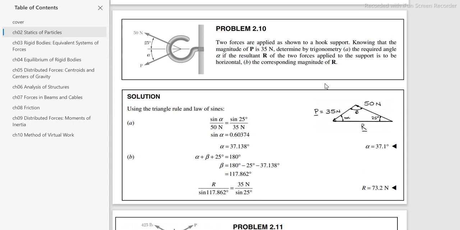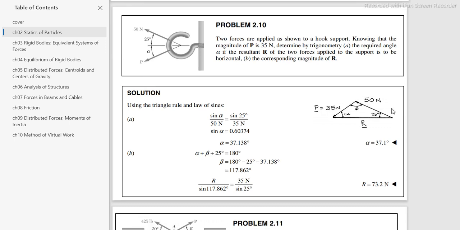Next question, 2.10. Two forces are applied as shown to a hook support. This is a hook support with two forces, P and 50 Newton. Knowing that the magnitude of P is 35 Newton, determine by trigonometry the required angle alpha if the resultant R of the two forces applied to the support is to be horizontal, and the corresponding magnitude of R. There is a free body diagram, and the solution uses the triangle rule and the law of sines.